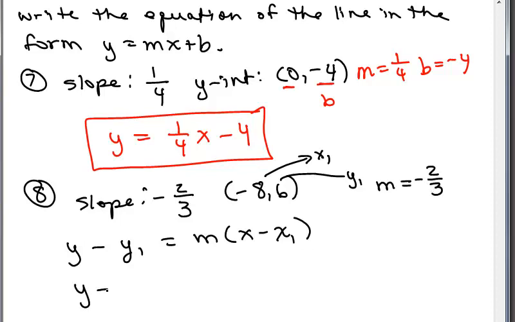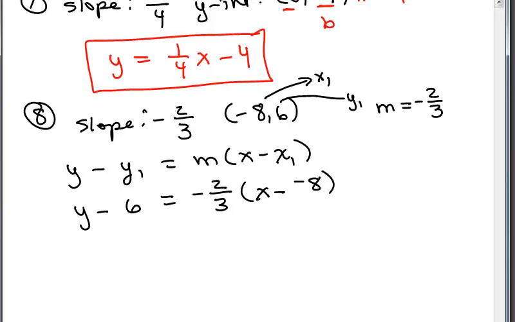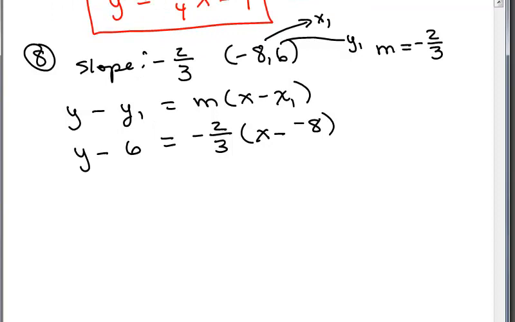y minus my y1, so that's 6. I'm putting in a negative 2/3 for m, and I'm putting in negative 8 for x1. Now, if we just solve for y, we'll have it in the form we want. So I'm going to simplify the right-hand side first. Notice you have x minus a negative 8. That's the same as x plus 8.